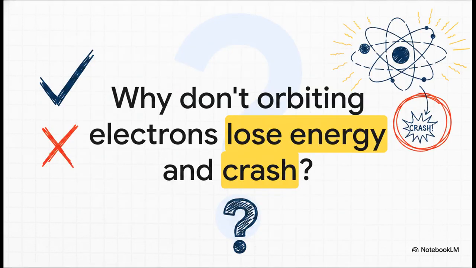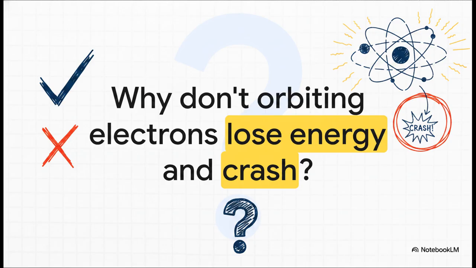So Rutherford says, okay, cool, the nucleus is in the center and the electrons are just orbiting around it like planets around the sun. But wait, we have a massive stability crisis here. According to Maxwell's electromagnetic theory, which was very well established, any charged particle that accelerates, like an electron moving in a circle, absolutely must radiate energy. So if it's constantly losing energy by radiating it away, the electron should start spiraling inwards faster and faster until it crashes right into the nucleus.